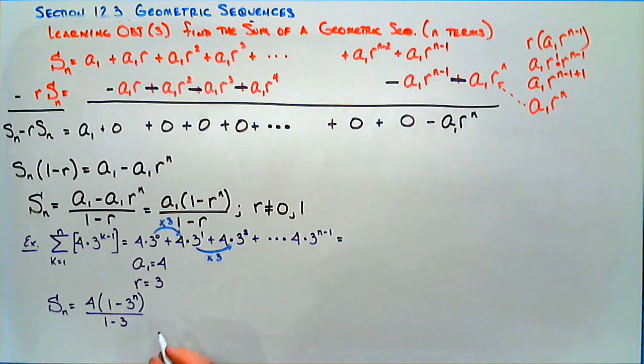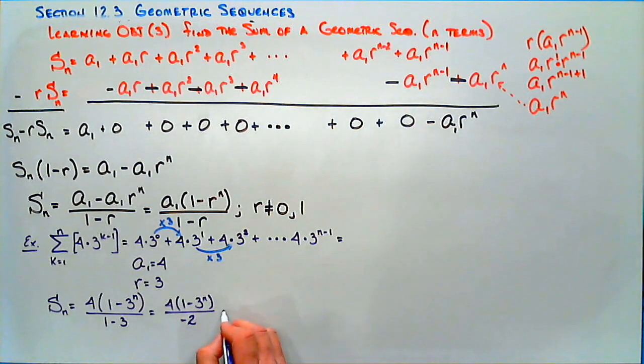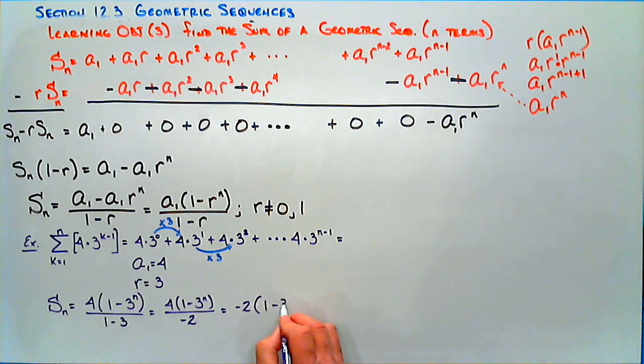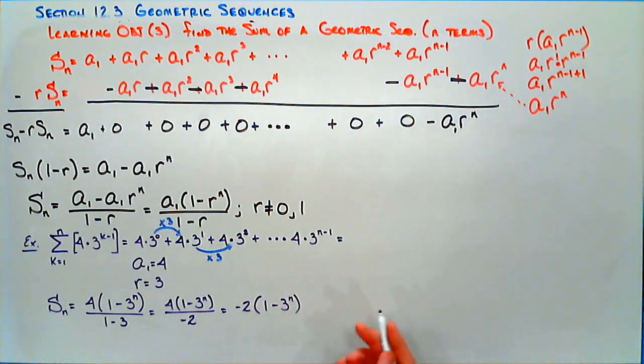Now, can we simplify this? Well, yes, we can. We have 4 times 1 minus 3 to the n, and on the bottom, we have negative 2. Well, negative 2 divides into 4. That gets us negative 2, and we get 1 minus 3 to the n. Now, that's our answer. This is our answer.